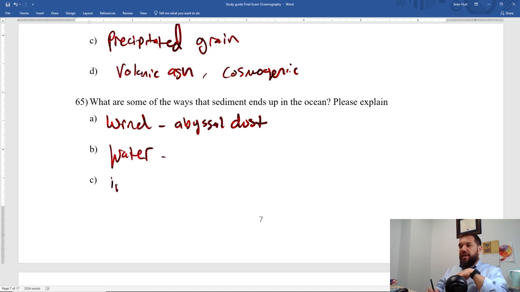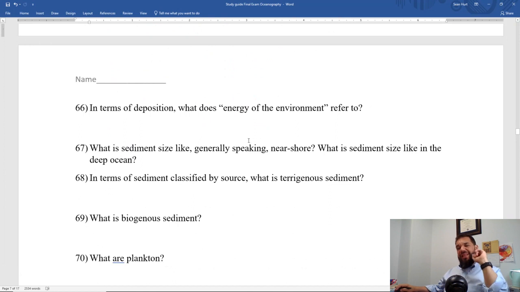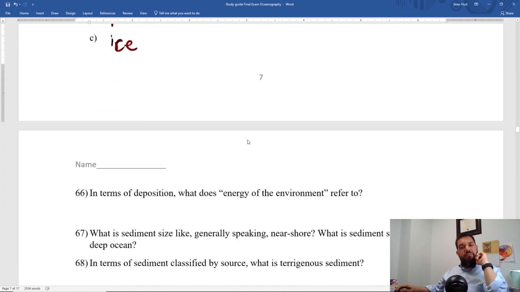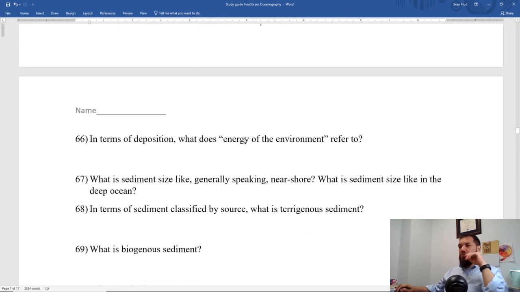You can also have ice, because glaciers actually do a lot of damage to the continents. They erode the continents mightily. And all of that sediment ends up in the ocean as the glaciers, what's called calve off at the glacial front. They become icebergs and they release that sediment. So wind, water, ice, glaciers, that all can deposit material from the continents into the oceans.